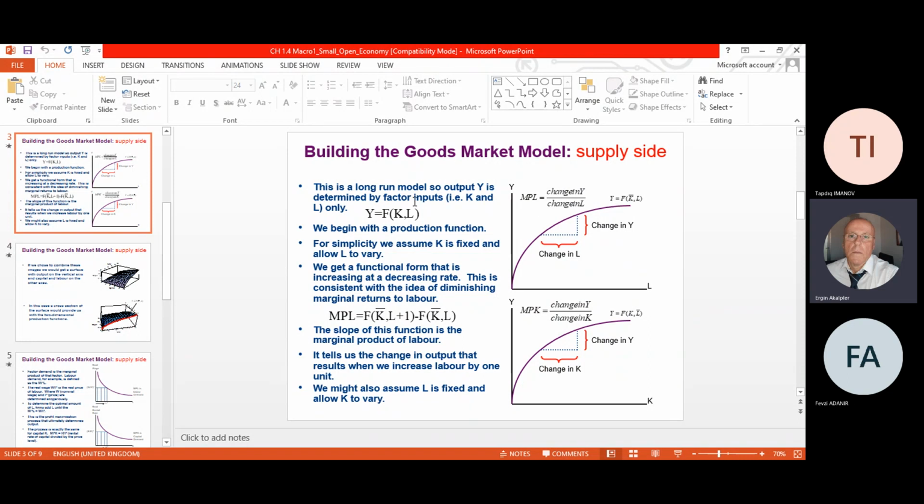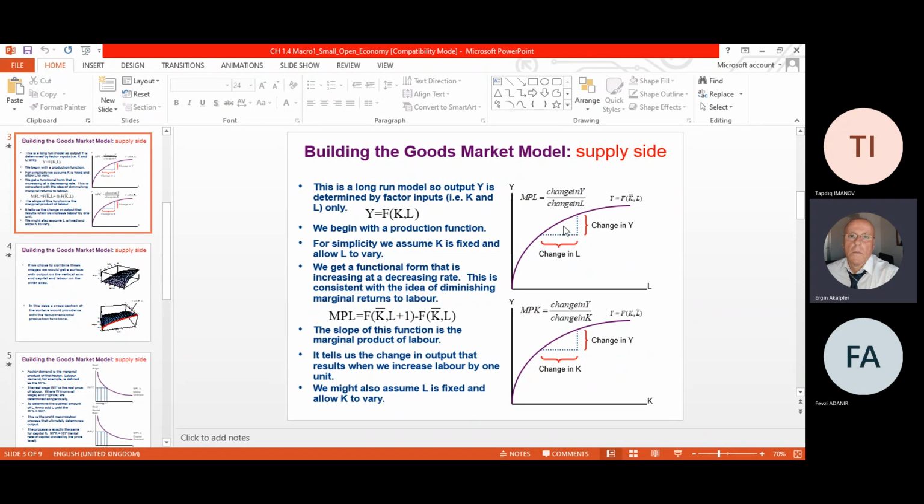In the long run model, output Y is determined by the factors as it is written here. Y is equal to the function of capital and labor, and there is also available technology for using and enlarging this production process. We begin with this production function, and for simplicity, we assume K is fixed and allow labor to change in the upper part of this equation and this graphic.